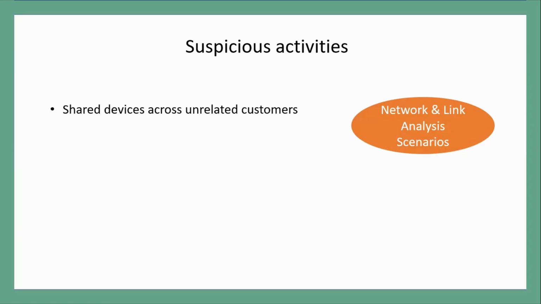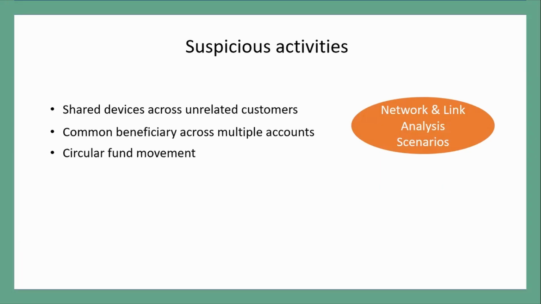So let's say it is found that a single device is being used across unrelated customers, or there is a common beneficiary across multiple accounts which are not related, or there is circular fraud fund movement between multiple accounts, and there is a cluster of synthetic identities between those accounts, and money is rotating.